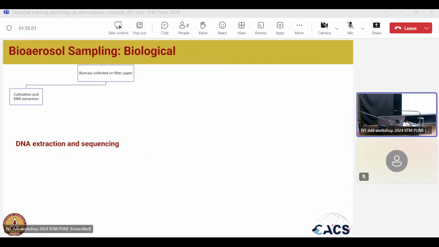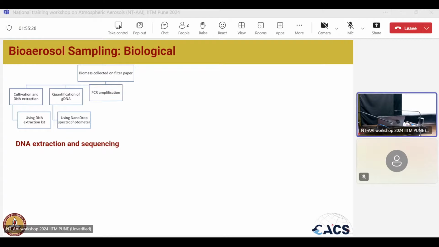Yeah, okay. So bioaerosol sampling now, it is with one of my favorite things, that DNA analysis. And I'll quickly run through this. You collect the biomass on a filter paper, then cultivation and DNA extraction. You can directly extract the DNA from it using the DNA extraction kit, and that's a pretty expensive business. Then the quantification of gDNA, and then you use the nanodrop spectrophotometer.